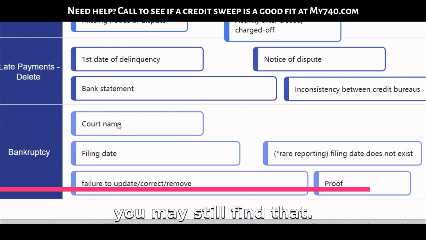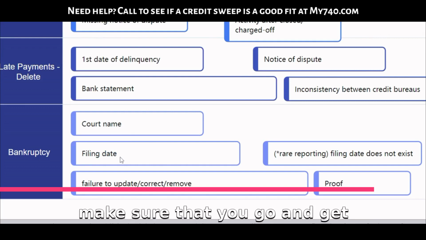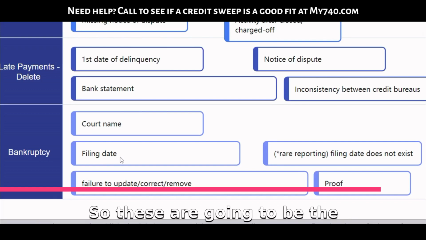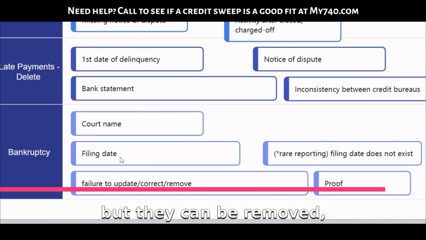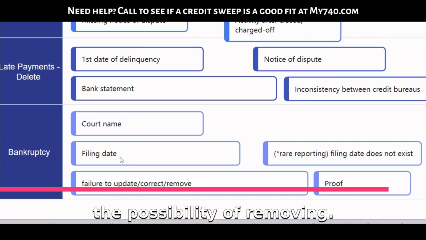Now, you may still find that the filing date is not correct. Okay, so if so, make sure that you go and get that removed. Okay, now you can also go after the fact that they're not going to be able to prove anything. Nothing whatsoever. You can also go after their failure to update, correct, or remove. So these are going to be the most difficult. They are the most damaging, sometimes even as much as 240 points, but they can be removed, and that is all that matters, okay? So all you need is the chance, the possibility of removal.